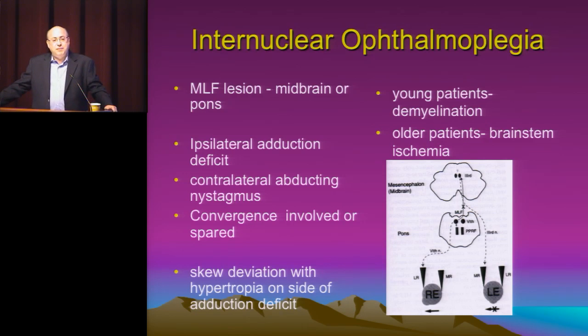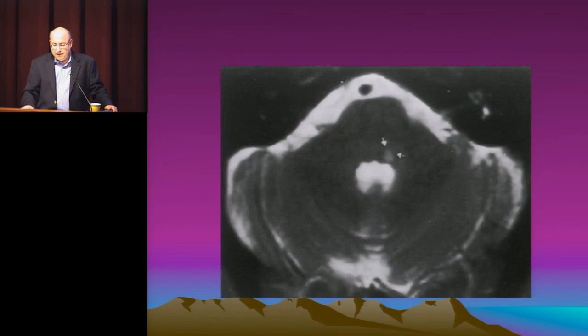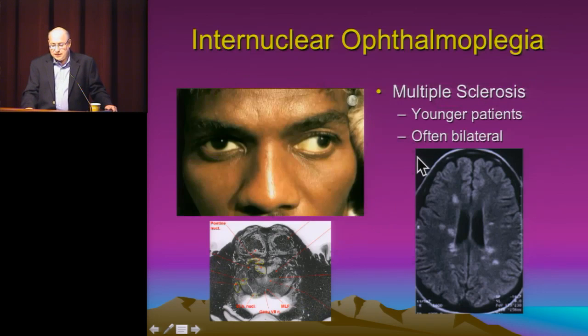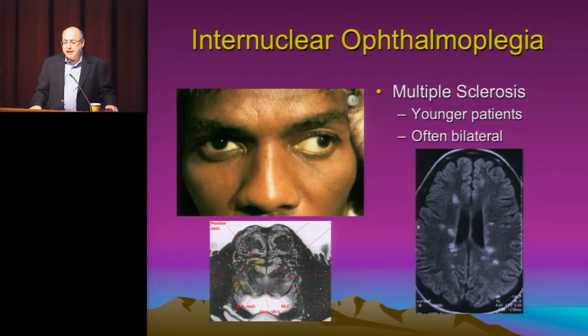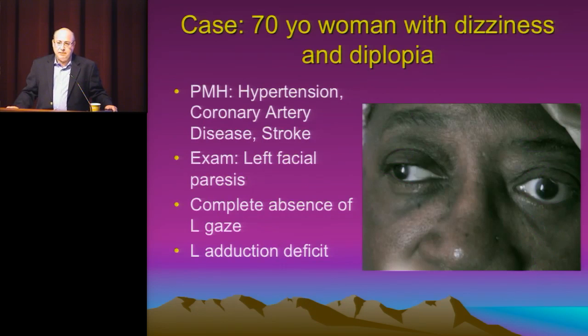In young patients, it's often bilateral. In older patients, there's brainstem ischemia as the most likely, and that's most often unilateral. And that's because the vascular supply respects the midline. It doesn't usually cross. Whereas demyelinating lesions in the MLF are right near the midline, and they can cross over. So here's the lesion right in the pons in the MLF in that case. So again, younger people, bilateral, MS, and older people, it's going to be a stroke.